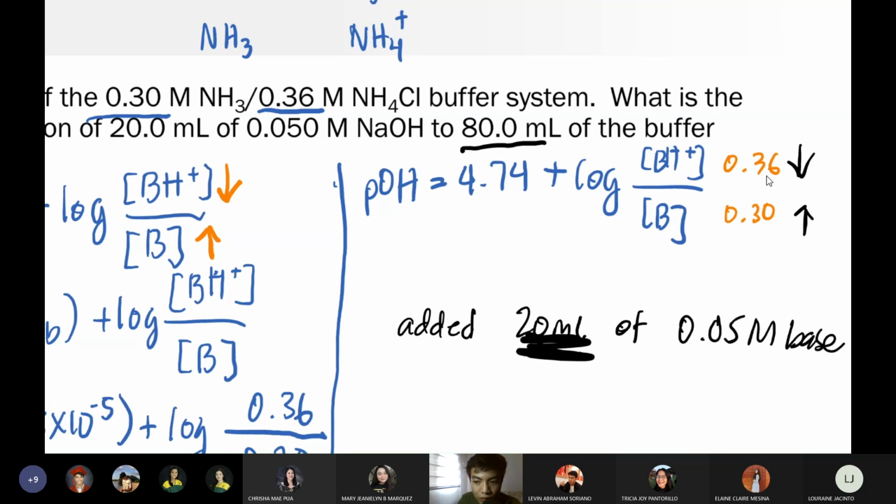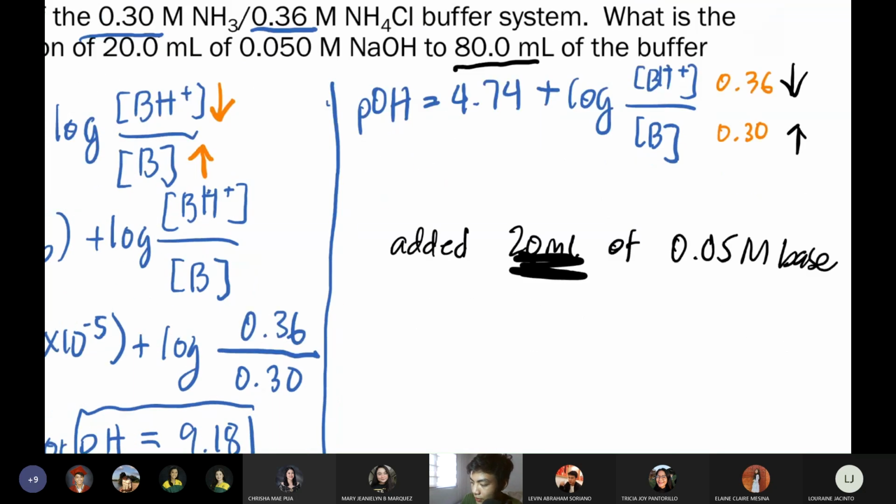So alamin natin yung bagong concentration ng ating conjugate acid-base pair. Originally 80 ml sila, ngayon 100 ml na. Because 20 ml yung dinagdag natin sa 80 ml. So gamitan lang natin to ng M1V1 equals M2V2. So let's use the dilution formula to get the new concentration of our conjugate acid and the base.